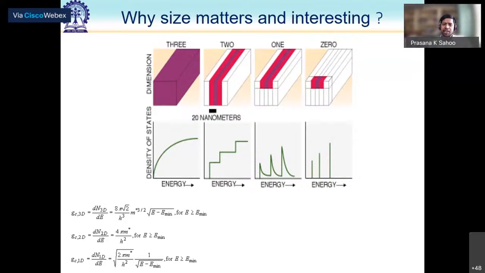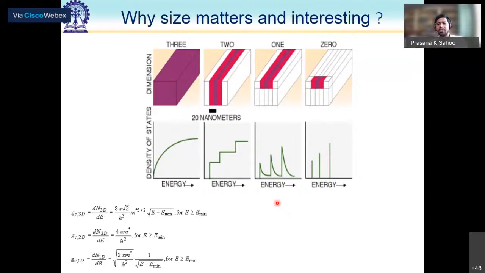If you go to a two-dimensional material, that means you are restricting the electron motion from three dimensions, so your electron can only move in the x and y plane. You are restricting one direction, so your density of states is more like a step-like function. That means for a particular band of energy, the number of states is constant. If you go to one dimension, you are restricting the electron motion in two dimensions, so the electron can move in only one direction.